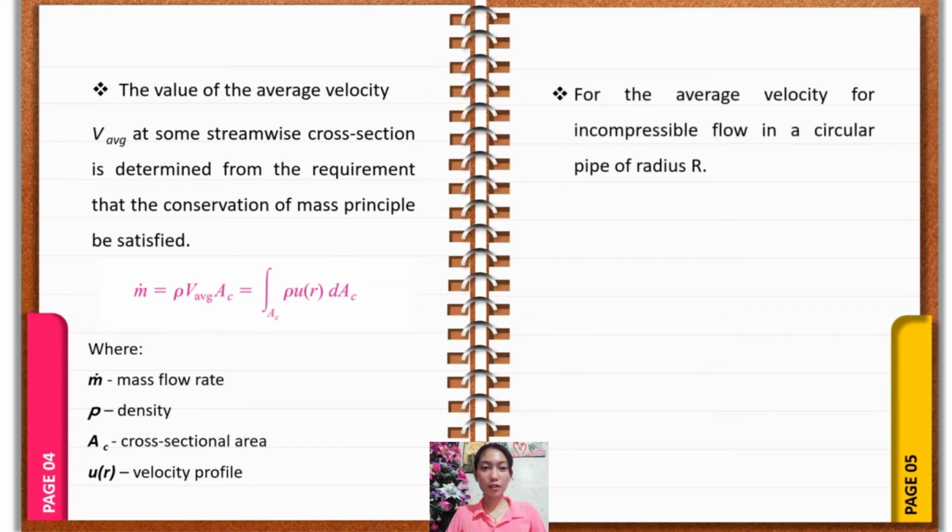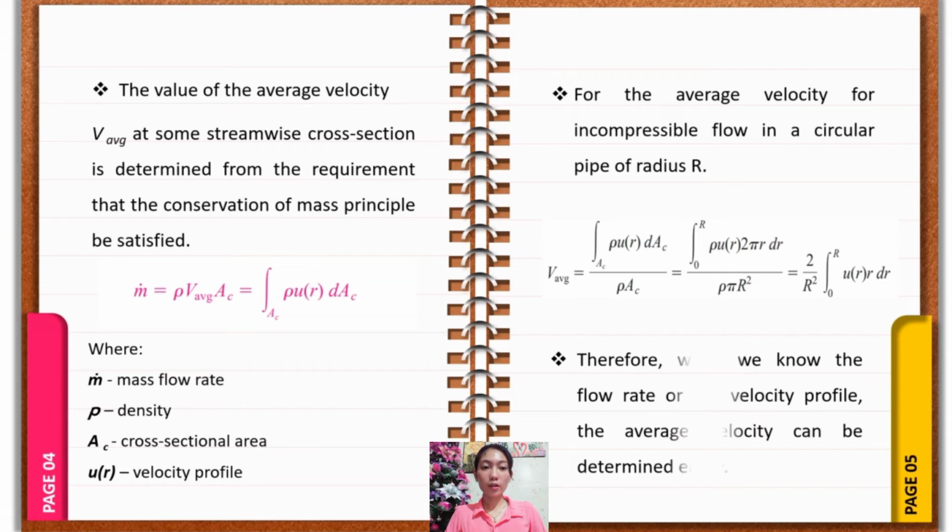Then the average velocity for incompressible flow in a circular pipe of radius R can be expressed by this equation. Therefore, when we know the flow rate or the velocity profile, the average velocity can be determined easily. And that's all for my topic from Module 5.1, Introduction to Fluid Flow.